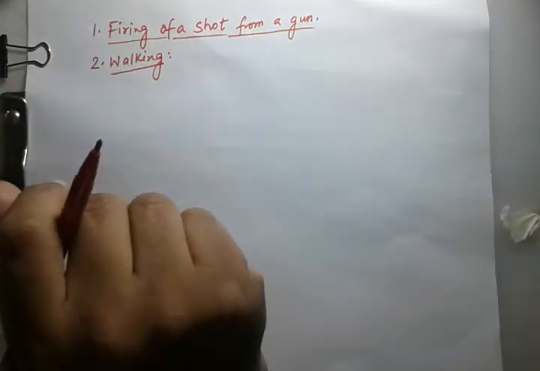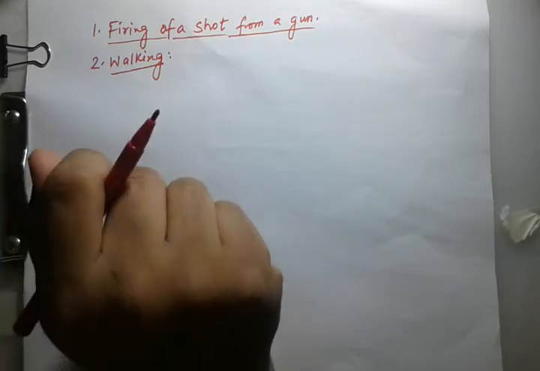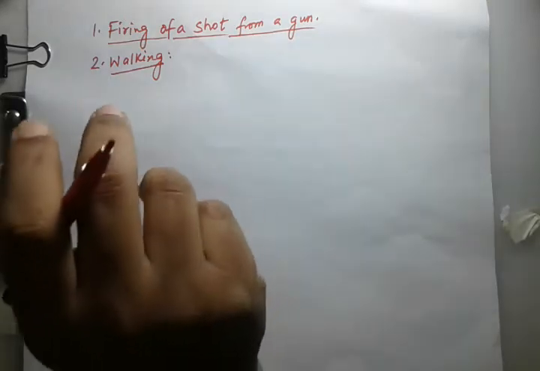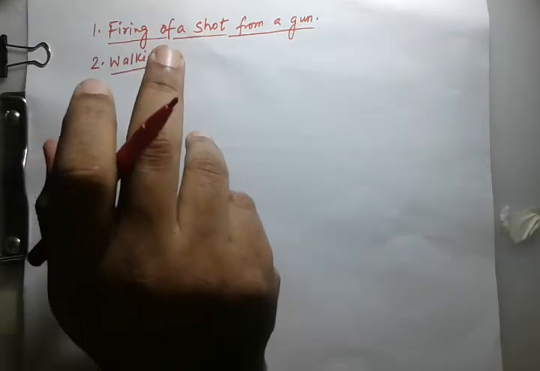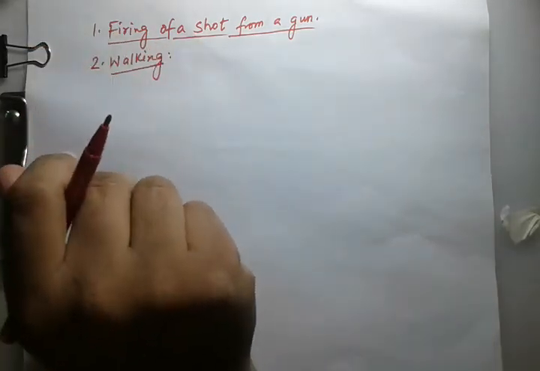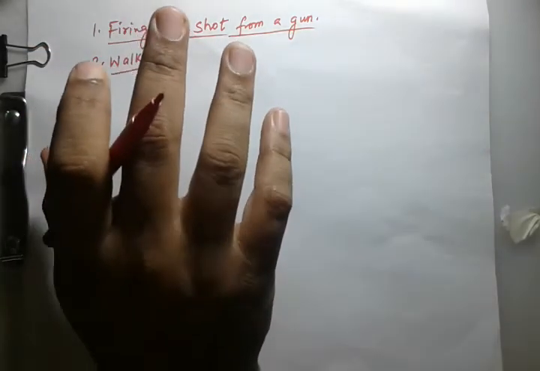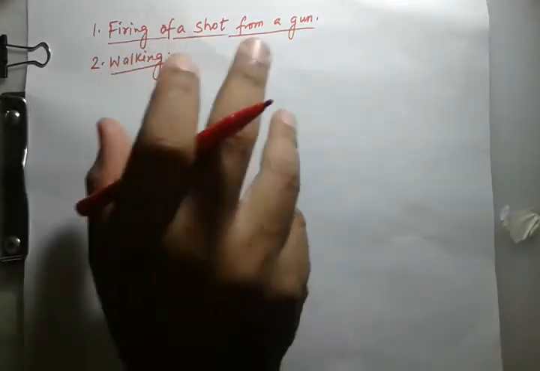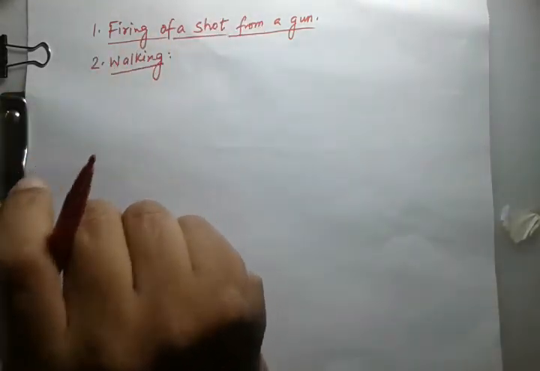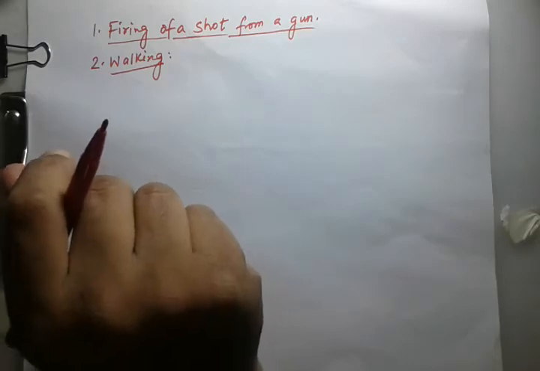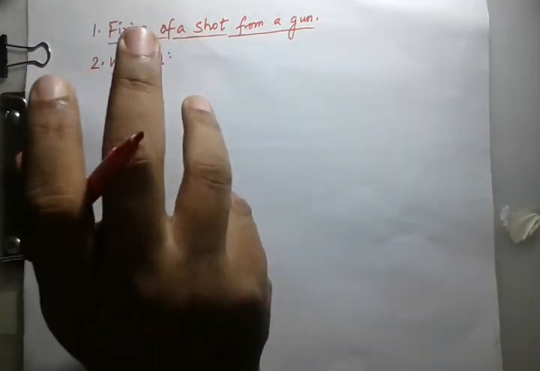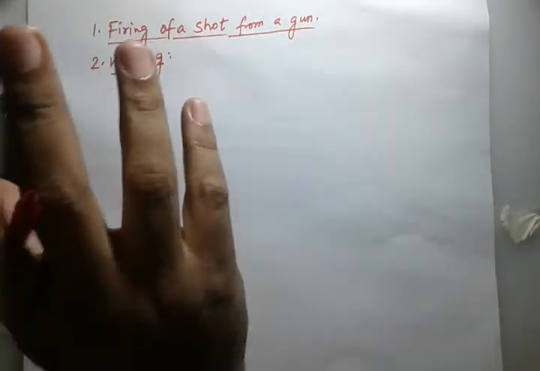The reaction force, as per Newton's third law, is that the ground pushes our foot forward with an equal and opposite force. That is the reaction force. The harder the walker pushes the ground, the faster he or she can walk. So that is the technique of walking. You have learned the action and reaction forces at the time of walking.